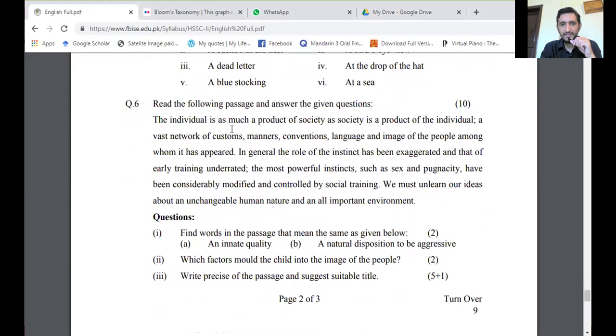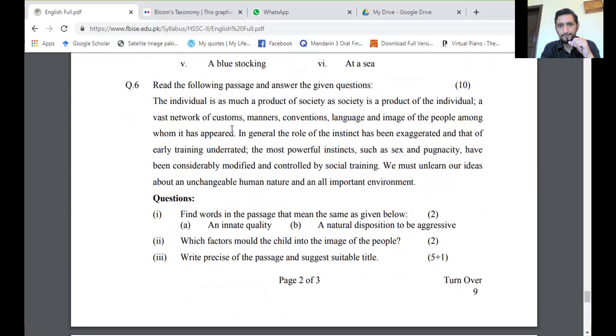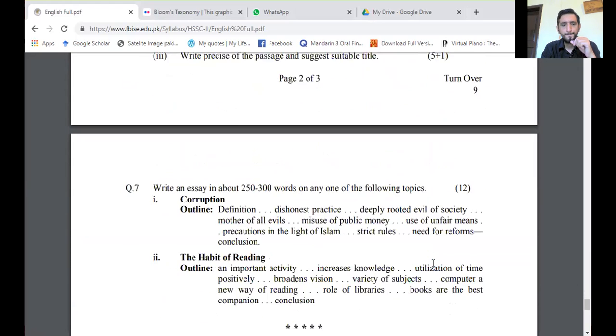So question number 6, read the following passage and answer the given questions. Comprehension question, and you have to write a précis as well. The spelling of the précis is wrong, I think, here, but you have to write the précis here. 2, 2, 4, and the suggestion as well. So 10 marks. Yes, 10 marks for this one.